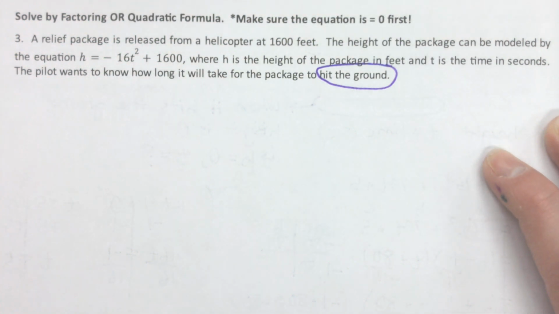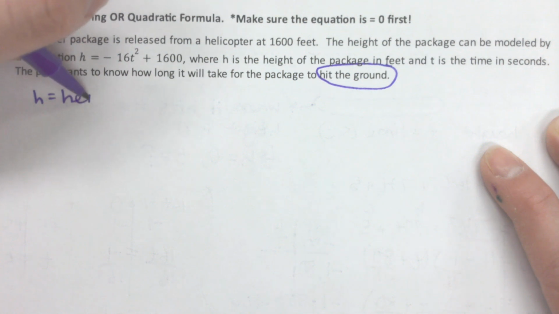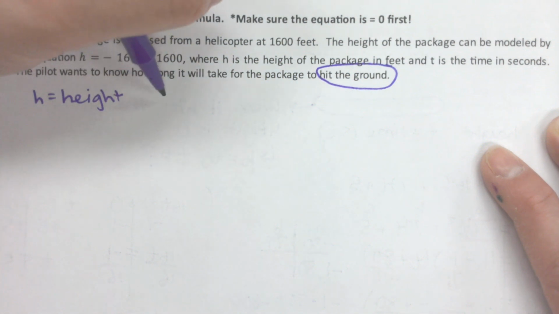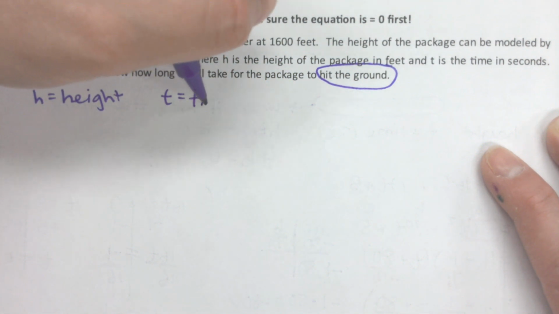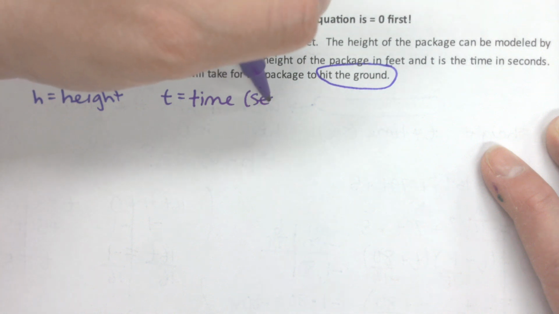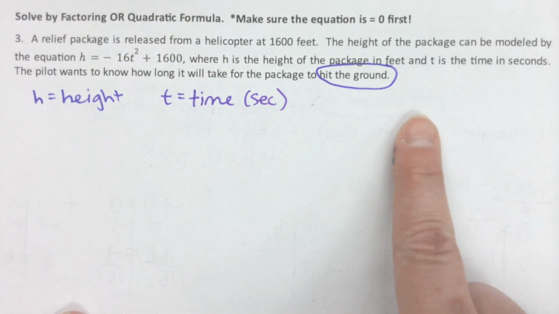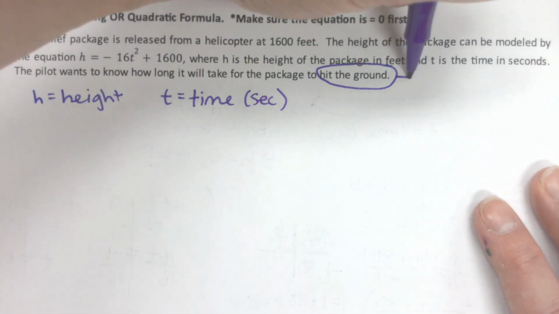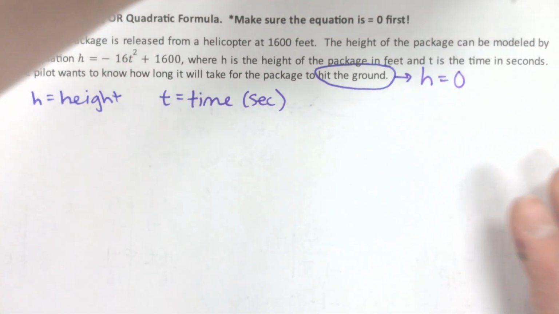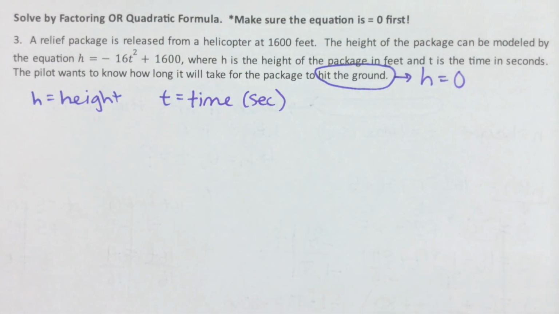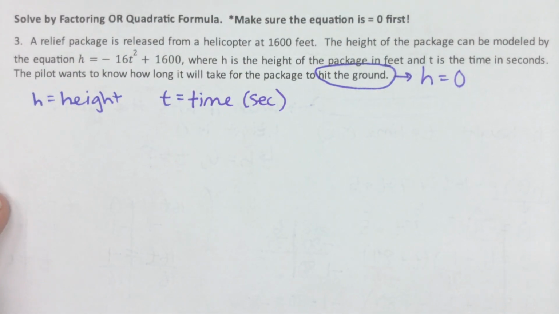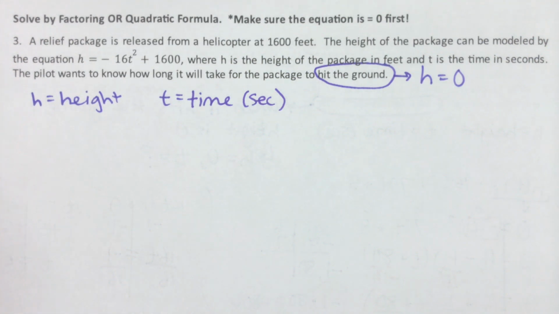So this is very similar to number 1 on the front, where h is height and t is time in seconds. So when it hits the ground, again, that's where h is 0. So we're going to do the exact same thing that we did on number 1 on the front. We're going to put a 0 in h's place, and then we can solve directly from there.